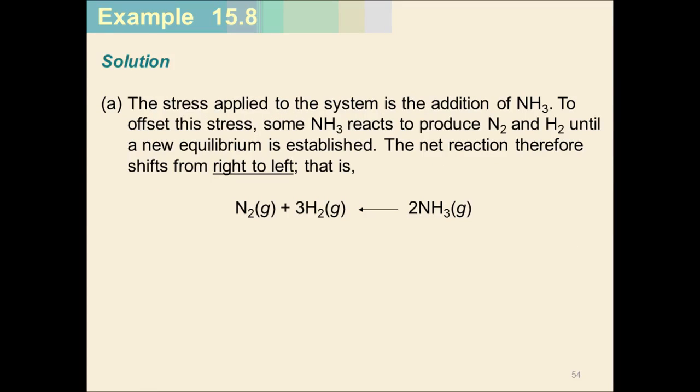Well, on slide 54, what we said is you're going to apply this stress by adding more NH3. To offset this stress, some of the NH3 will react and produce the nitrogen and hydrogen, and a new equilibrium will be established. The net reaction then is to shift towards the left.